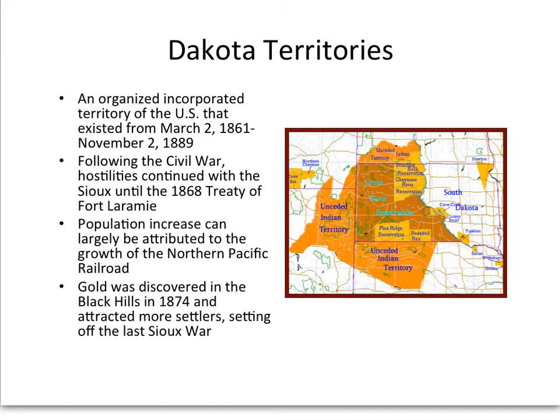Following the Civil War, hostilities continued with the Sioux until the 1868 Treaty of Fort Laramie. So again, this whole area was created. Population increase can largely be attributed to the growth of the Northern Pacific Railroad. As more and more people were moving into that area, we wanted to make sure that they were moved into another area. Gold was then discovered in the Black Hills in 1874 and attracted more and more settlers to the area, which is going to create more of the clashes with some of these native people.